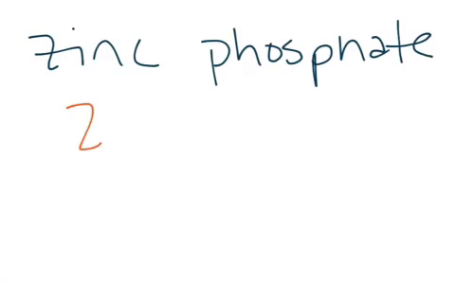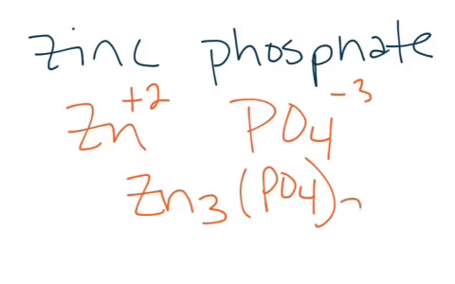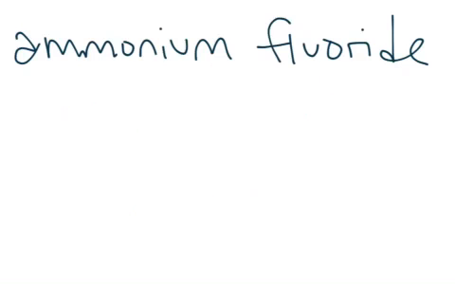Zinc is one of the transition metals that always makes the same charge. And then phosphate is PO4 with a -3. So we kind of did one like this earlier where we need that overall charge to be a 6. So we're going to have 3 atoms of zinc, and we will have to have 2 molecules of phosphate in order for them to cancel each other out.